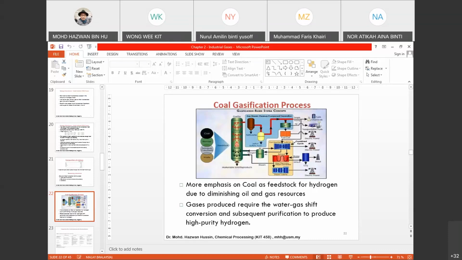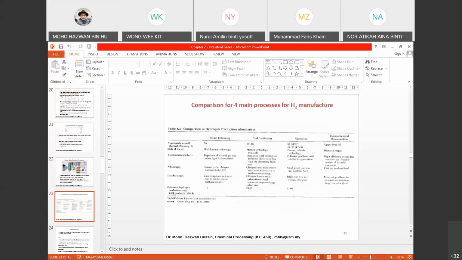After gasification, it goes into the absorber or refinery column that will separate the different gases. The gas produced will require water gas shift conversion and subsequent purification to produce high purity hydrogen gas. It's the same thing. After you do gasification, you can also install a water gas shift process in order to have a higher percent yield of hydrogen and, at the same time, an increase in purity.